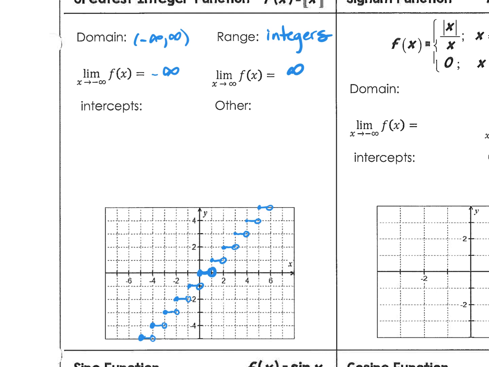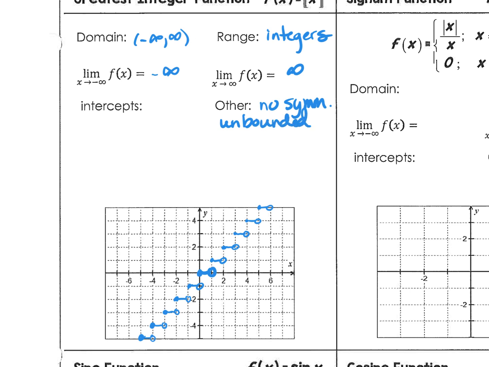Is this thing odd, even, or neither? You're going to be tempted to say it's odd. It is not odd because of that open circle, closed circle thing. So it is neither. So it has no symmetry. Is it bounded? Nope, keeps going up and down, so it is unbounded.